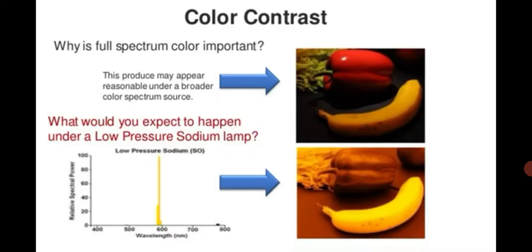If you have this kind of lamp on your street side and you're trying to figure out the difference between the recycling bin and the general waste bin, you may not be able to tell them apart because that yellow is so intense.